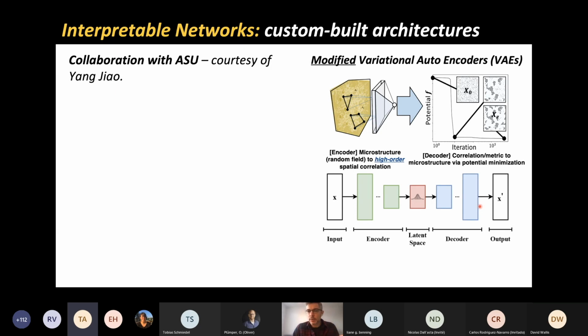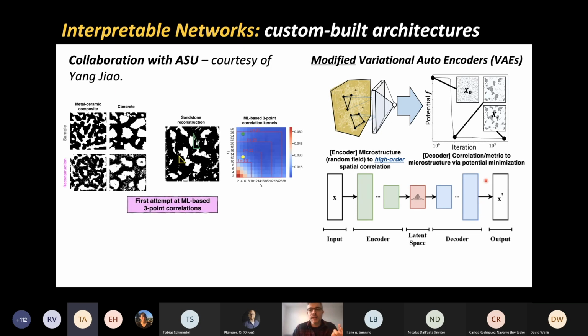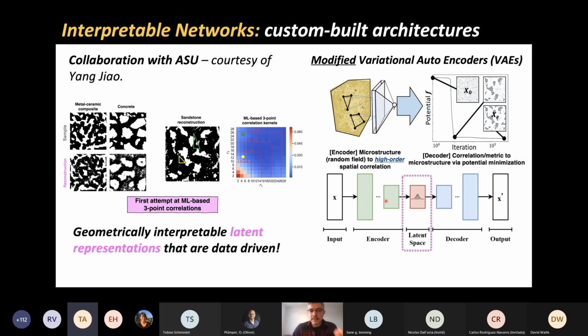Well, we look at a variational autoencoder and we say, we want our latent space to mean something. So what we do is we replace the computations, the features that the network uses, the convolutions, with those that have geometrical interpretability, i.e. statistical microstructure descriptors. This means that the latent space representations that we train here, this compression, are in fact geometrically interpretable, but they're also data-driven, right?